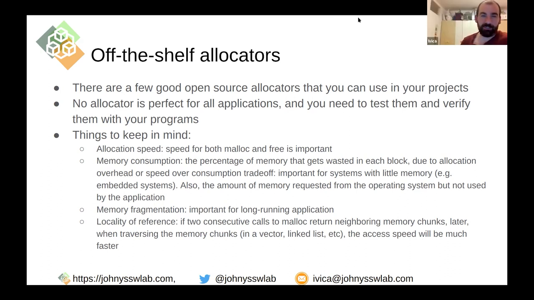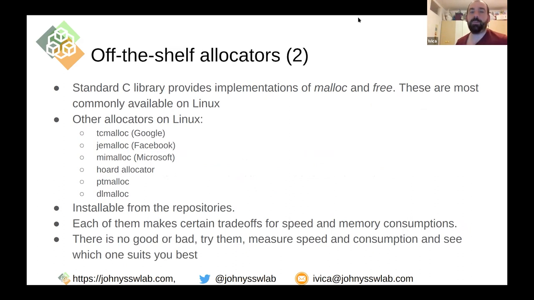I'm finishing about the off-the-shelf allocators. You have them, you can download source code and you can run them. Now, the standard C library provides implementations of malloc and free, and these are commonly available on Linux. There are other allocators on Linux, and I'm talking about the high performance ones. They're not the only ones. There is TCMalloc from Google, jemalloc from Facebook, mimalloc from Microsoft, Hoard allocator, ptmalloc, and dlmalloc. Now they're installable. You can install them on your Linux system from the repositories.